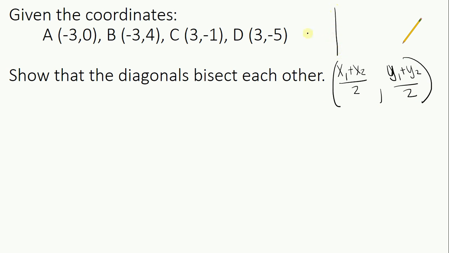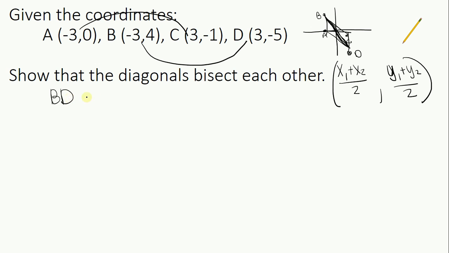So if I kind of graph this up here so we can kind of get a representation in our mind. So that would be negative 3, 0. This would be A. Negative 3, 4 would be B up here. C is 3, negative 1, so that would be like down here. And then 3, negative 5, so D's got to be like down there. So what I need to do is I need to find the middle point of B to D and then the middle point of A to C. If that is equal, this is in fact a parallelogram. So we need to find the midpoint between B and D and the midpoint between A and C.